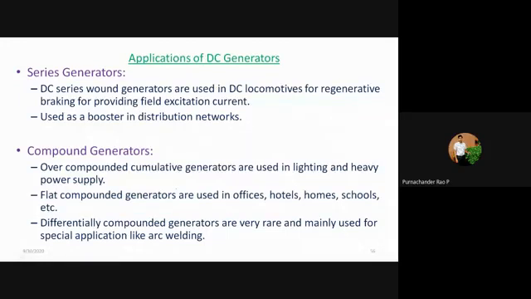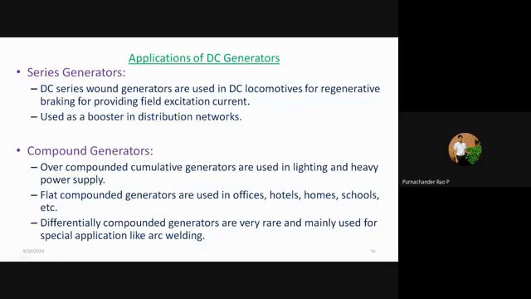Okay, and then the compound generators. Over compound generators are used for lighting and also for heavy power supply purposes. And the flat compound generators are used for offices, hotels, homes, schools, etc. And differentially compound generators are very rare in use and mainly used for arc welding. So this is a special application in arc welding.